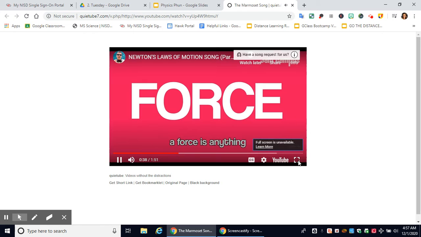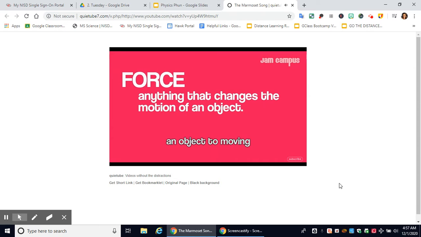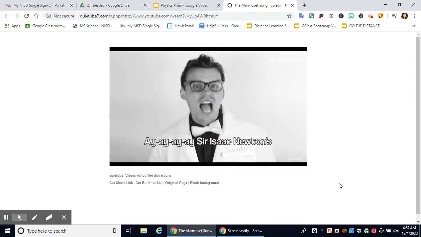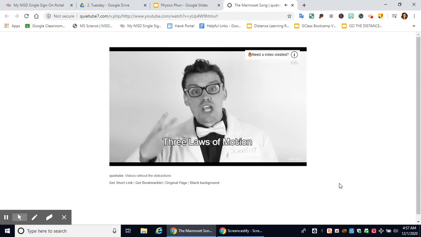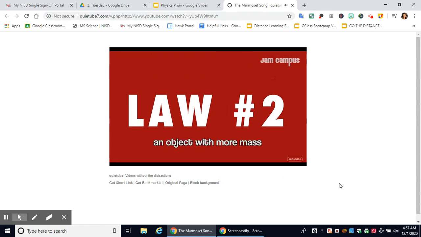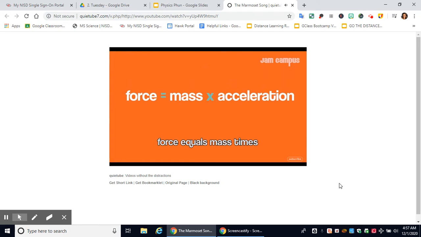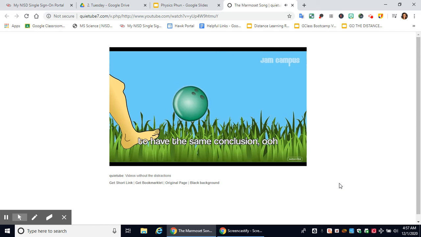Force is anything that changes the state of an object to moving. On Earth, the strongest force is gravity. Oh yeah, Sir Isaac Newton, 3 laws of motion. Law 2, an object with more mass takes more force to move. Force equals mass times acceleration, so you must kick the ball harder to get the same result.